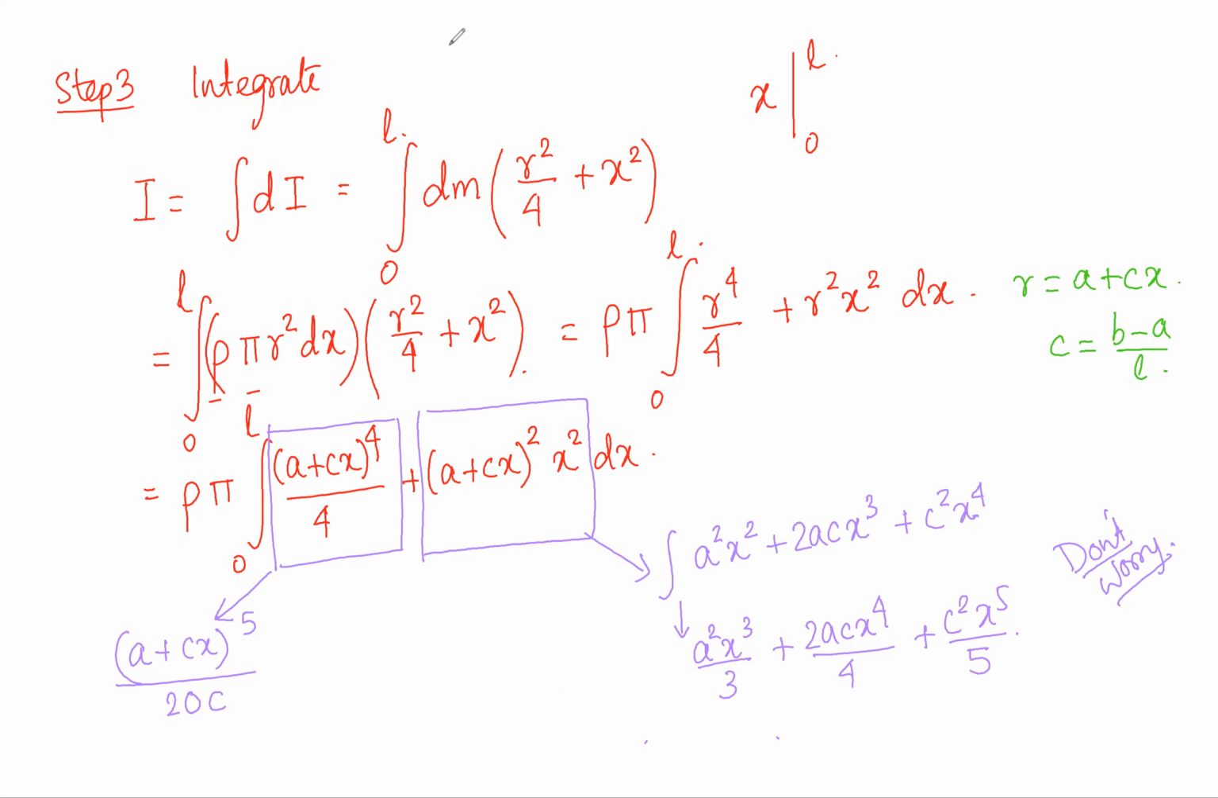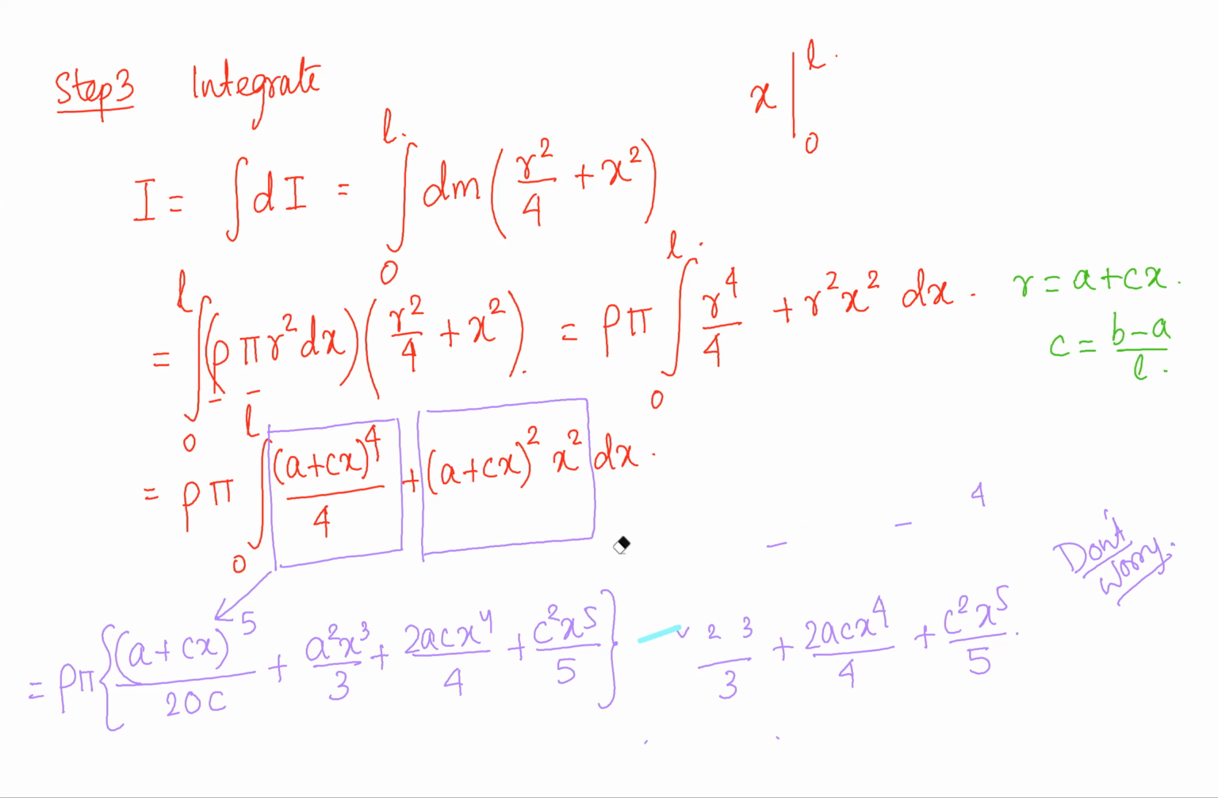So you will write rho into pi. So I'm going to assemble the terms. Rho into pi. This is the integration of the first term. I'll write all the remaining terms here. a square x cube by 3 plus 2ac x to the power 4 divided by 4 plus c square x to the power 5 divided by 5. Okay, that's all the terms from the right side put together. Now we have to simply integrate this from 0 to L.